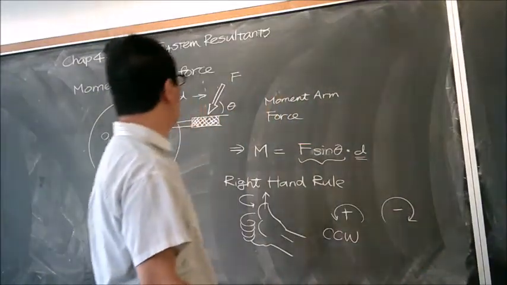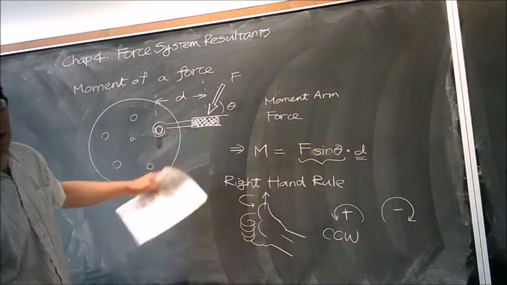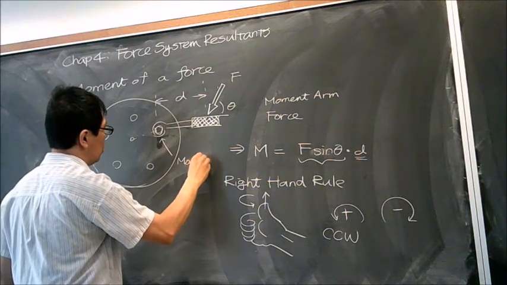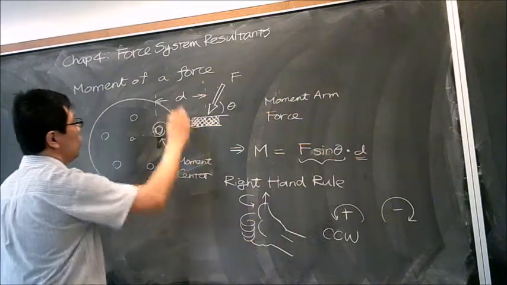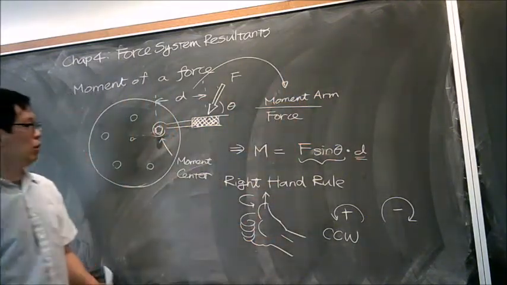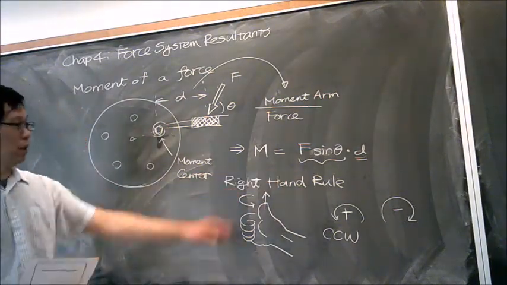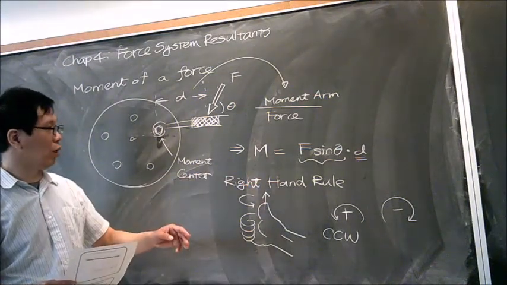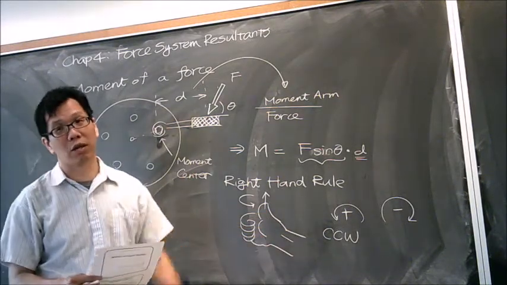Okay, so we have a moment, and this is an example of a range. We call this one the moment center, and this is my moment arc. You need to know the angle so that you can put the effective moment like this. In particular, you need to know whether it's positive or negative based on whether it's clockwise or counterclockwise.